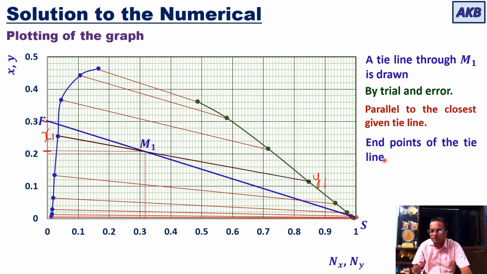That is the end points of this tie line, the black color tie line, which I have drawn through M1 and which is parallel to the closest given tie line. So for my tie line, the end points are x1 is 0.27 and y1 is 0.115. So that is what I require. I require these values to solve the material balance equations and get the value of E1 and R1, sorry. Okay, so let us use these values.